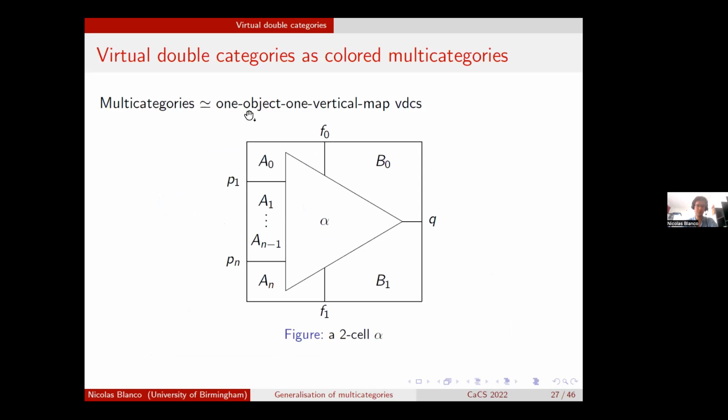And so building on this, we can represent two cells in this kind of colored way, where you have the two cells that go from a list of horizontal maps, P1 to Pn, into a horizontal map, where the horizontal maps go between objects A0, A1, up to An, and then these vertical maps connect the source and target objects.